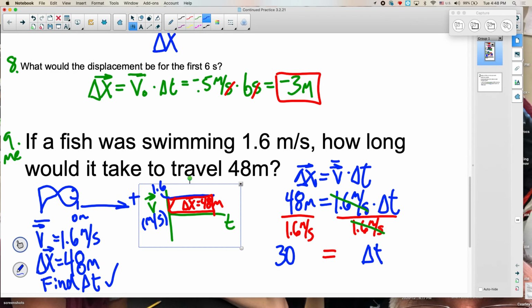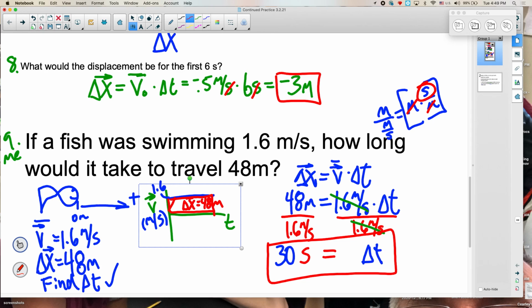Now check the units. We have meters divided by meters per second. That's dividing by a fraction, which is the same thing as taking meters and multiplying it by the reciprocal of that fraction. So meters per second turned upside down would be seconds per meter, in which case the meters cancel out, leaving us with just seconds, which is convenient because we're trying to find a change in time.